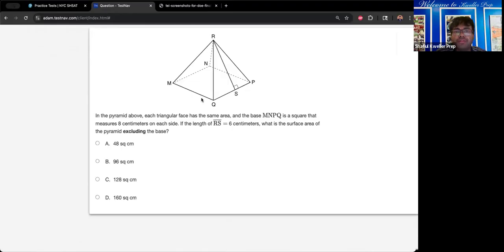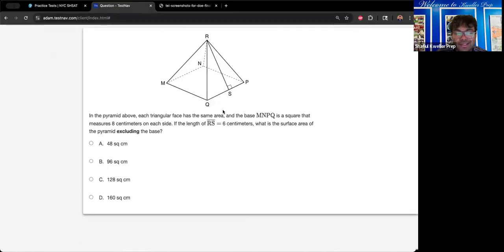The pyramid above, each triangular face has the same area, and the base MNPQ is a square that measures 8 centimeters on each side. If the length of RS equals 6 centimeters, what is the surface area of the pyramid, excluding the base? Surface area is the area of all the things outside. If we are not including the base, that just means we have to find the area of this triangle, and this triangle repeats four times. If you look at a pyramid, there's four sides. So how do I do the area? We see the base is what?